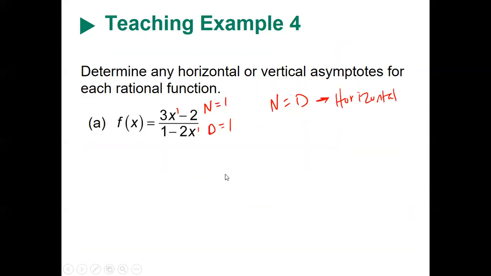Divide the leading coefficients. My leading coefficient in the numerator is 3, agree? And the leading coefficient in the denominator is -2. So my horizontal asymptote is at y equals -3/2. This is your horizontal asymptote.